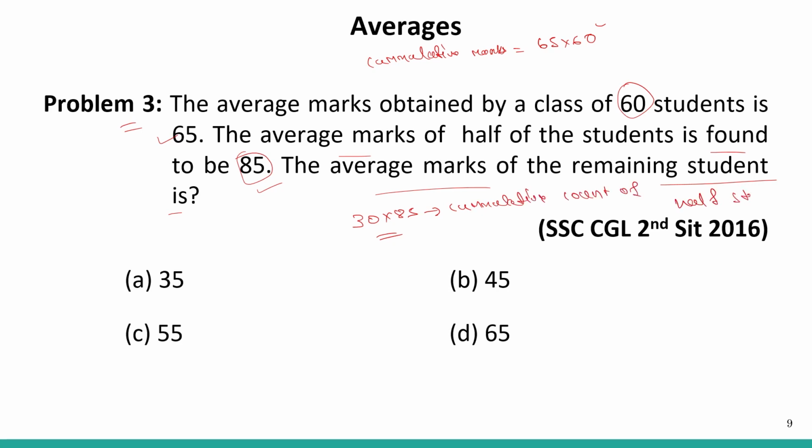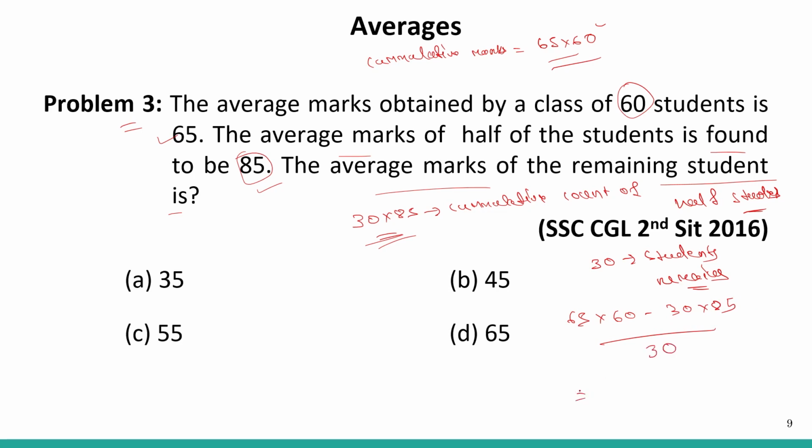Let's get an overview of how to find the average marks of the remaining students. How many students are remaining? 30 students remaining. We have the full cumulative marks and the cumulative marks of the half. So we can do 65 into 60 minus 30 into 85. This will give us the remaining students' cumulative marks, and we divide it by 30 to get the average marks of the remaining students.